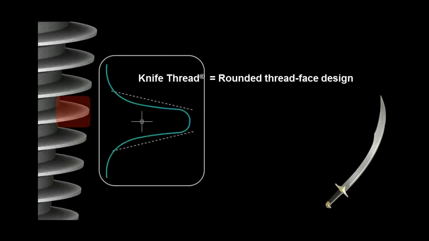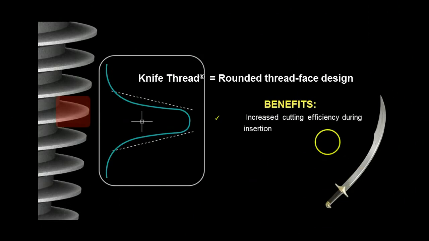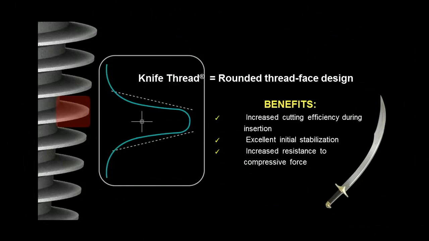And how's that achieved? All right, so you really have a knife thread with a rounded face. Okay, you see that rounded face there. It's more like a sword, if you will, cutting into, or engaging more so, the bone. So increased cutting efficiency during insertion. Once you place an Anyridge, when it grabs the bone, it really grabs the bone. Excellent initial stabilization, increased resistance to compressive force, minimized occurrence of shear force, and higher bone to implant contact.